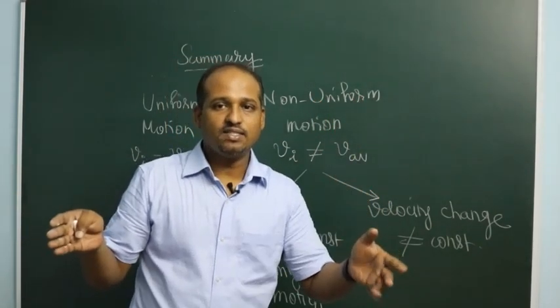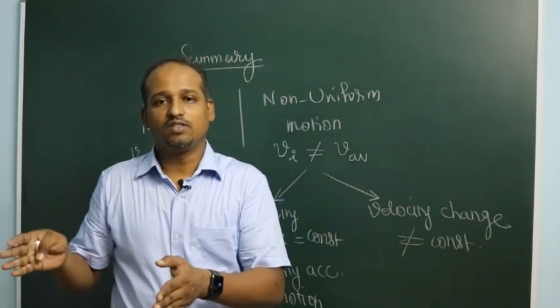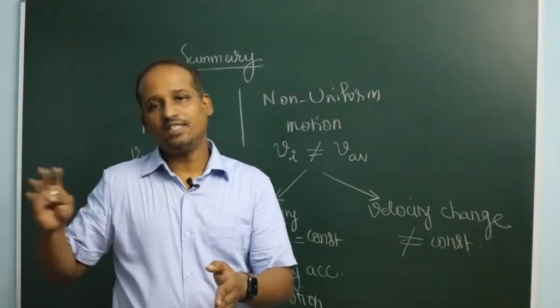Uniform acceleration means change in velocity for every second is constant. In non-uniform acceleration, the change in velocity will not follow any trend, it just keeps on changing.